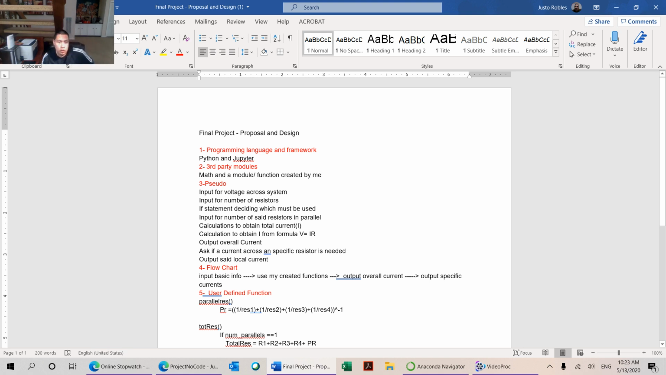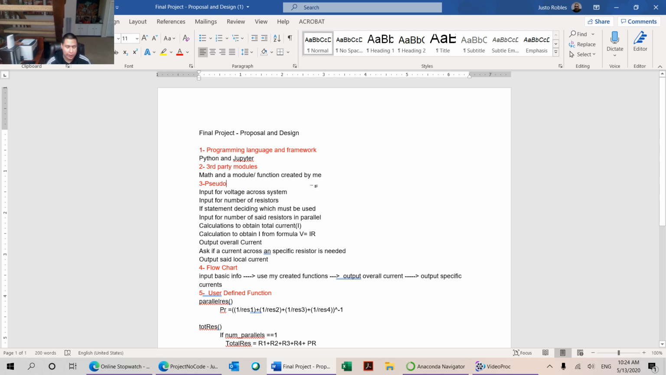Now, when I laid down the pseudocode, I was trying to see how my code would work. This is the first thing I did before I even opened Python. I just tried to see what the main steps would be. So you see, there's a lot of input before you even do anything.